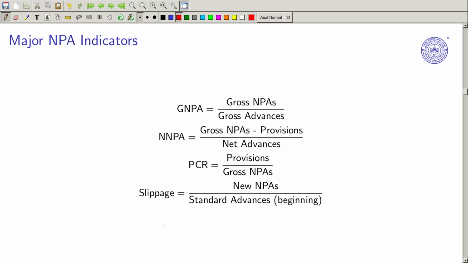Net non-performing assets means the gross NPAs minus the provisions, as we saw in the case of the balance sheet, and net advances, that is, how much you have given and how much you have. So that you can see. Then here we have the coverage ratio, which is provision upon the gross NPAs. Slippage is how many new NPAs you have against the beginning of the standard advances.